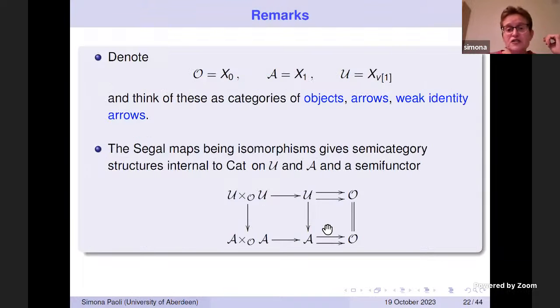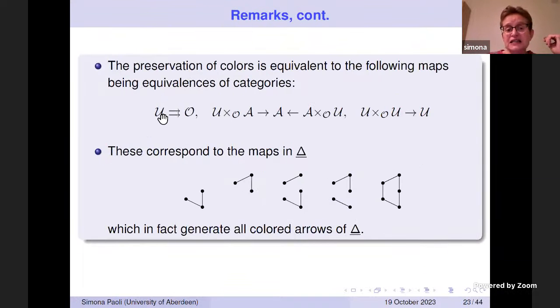Well, the color preservation is precisely saying that these 5 maps are equivalences of categories. Why? Because all the arrows that are sent to identity by this pi happen to be generated by just these 5 arrows in fed delta. So it is enough to require this. In particular, look at these 2 maps. This says that this category of weak units is equivalent to the discrete category of objects. Okay.